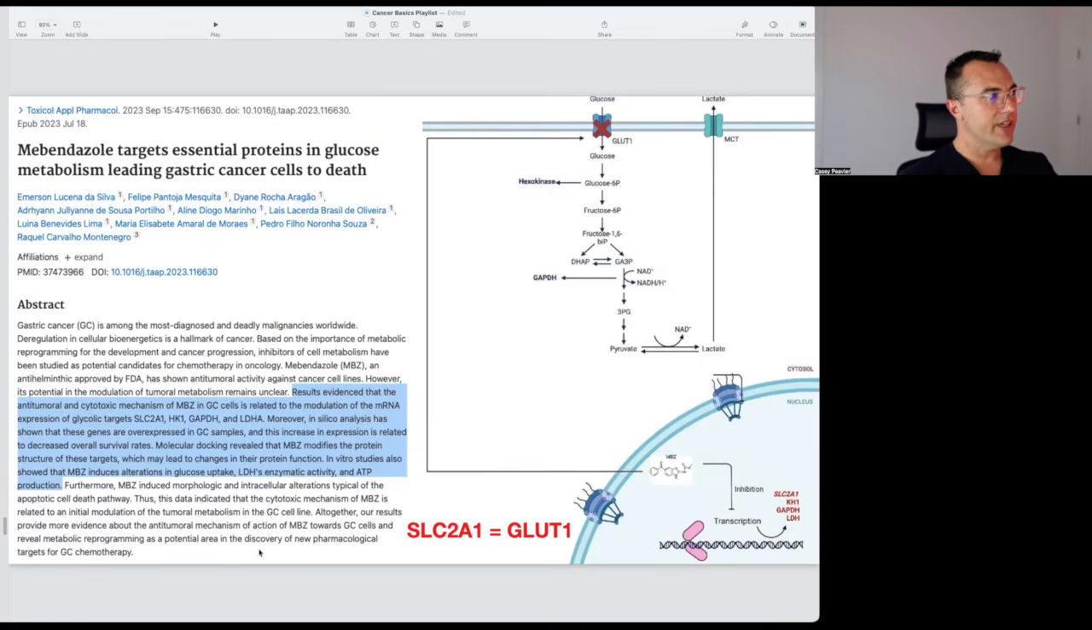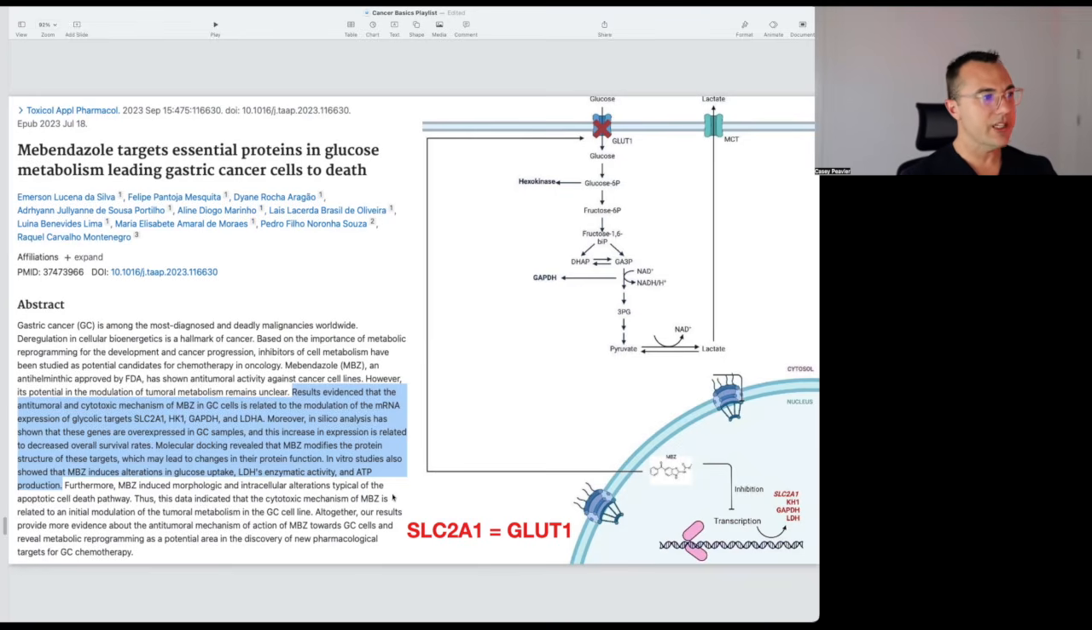Now, I want to then look at the next paper, which is titled Mebendazole Targets Essential Proteins in Glucose Metabolism, Leading Gastric Cancer Cells to Death. And it was published in September of 2023. And it says here in the abstract that results evidenced that the antitumoral and cytotoxic mechanism of mebendazole in gastric cancer cells is related to modulation of mRNA expression of glycolytic targets, SLC2A1, which is also GLUT1, hexokinase or HK1, GAPDH, and LDHA. Moreover, in silico analysis has shown that these genes are overexpressed in gastric cancer samples.